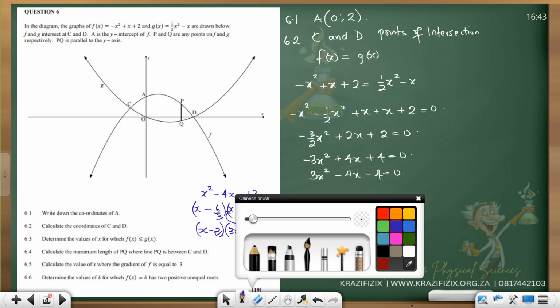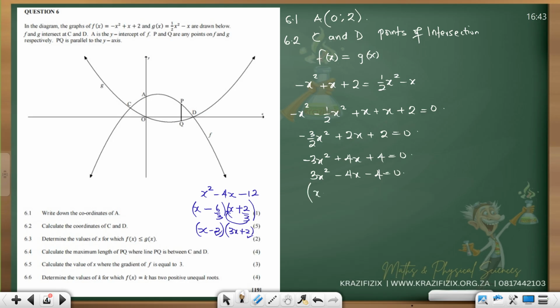So we are done. Now look, I'm just bringing it in. It doesn't matter which one you write first. Don't feel compelled to write a 3x first. So what do we have? X equals 2 or x equals negative 2 over 3.